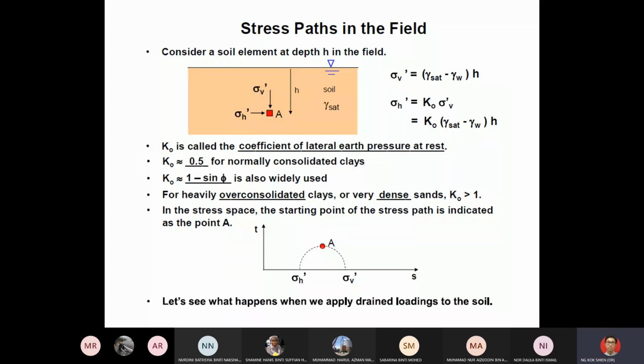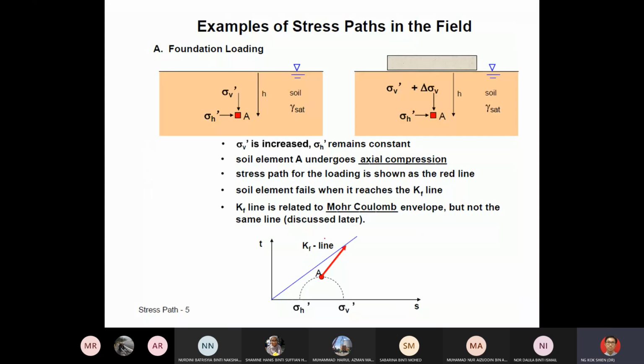Now, let's say the initial point is here. What will happen when we apply drained loading to the soil? We apply the loading slowly, so that no excess pore pressure is built up. Let's say we apply the loading in the vertical direction only. So the horizontal stress remains constant, and there is only an increase in the vertical stress, delta sigma V.